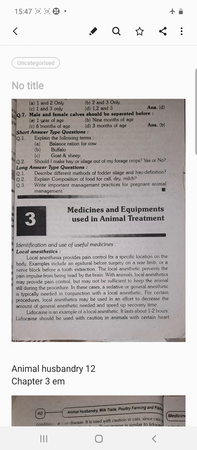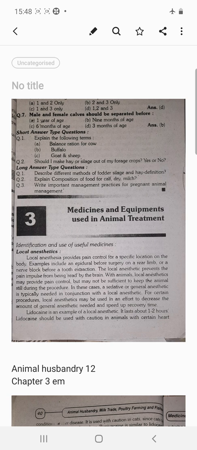Animal Husbandry, class 12th. We already finished our first two chapters, and today we start chapter 3, medicines and equipments used in animal treatment. As we know, medicines and equipments are also used in the field of medical science in humans. In this chapter we discuss the various equipments and medicines used especially in animal treatments. So let's start.